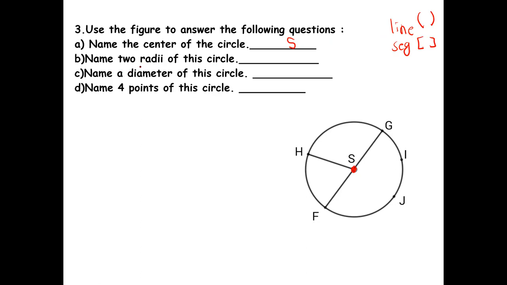Name two radii of this circle. Radii is the plural form of radius. If we have more than one radius, we call them radii. A radius is half of a diameter, the distance from the center to a point on the circle.